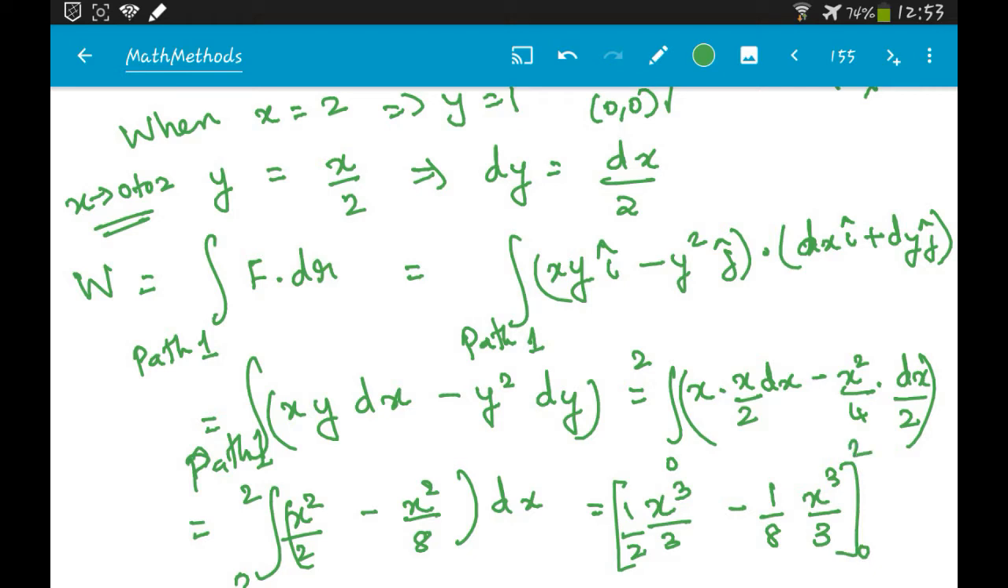Zero to 2. Okay, so finally you are going to get, answer will be 1. What you have to do is substitute first 2 in this function, and then do a minus, substitute 0. So anyway, wherever you substitute 0, it will become 0. So this will be only 1. Okay.